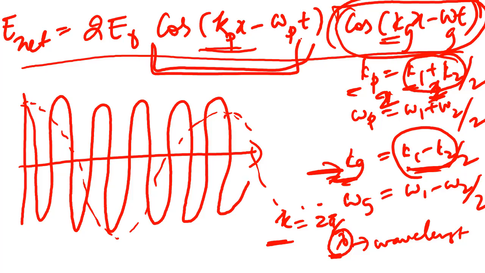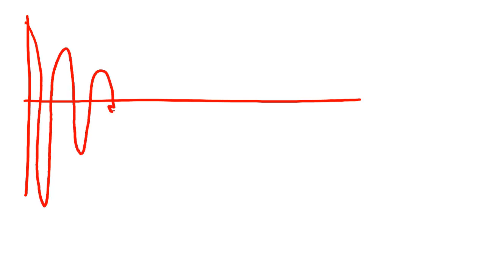So then you have a multiplication of these two factors. The net wave is a multiplication of the dotted. This is coming from kg, this is coming from kp. kp has shorter wavelength because k is greater when you add k1 and k2. And kg has a longer wavelength because you're subtracting k1 and k2. So then if I multiply these two, the resultant wave that I get would look like something like this.